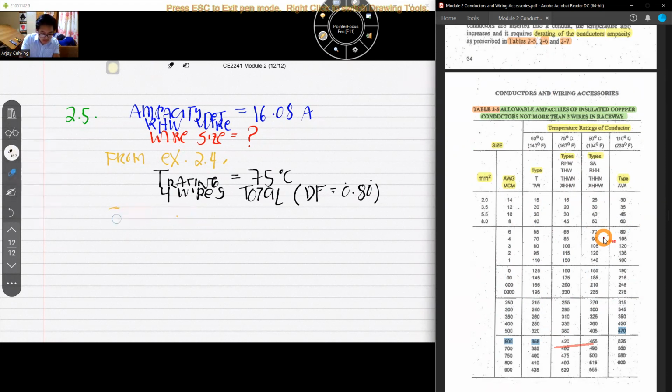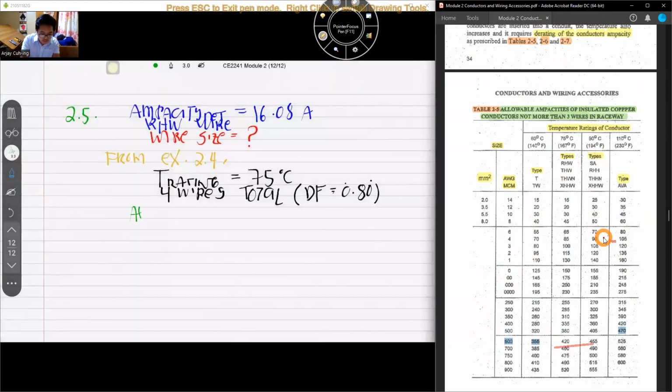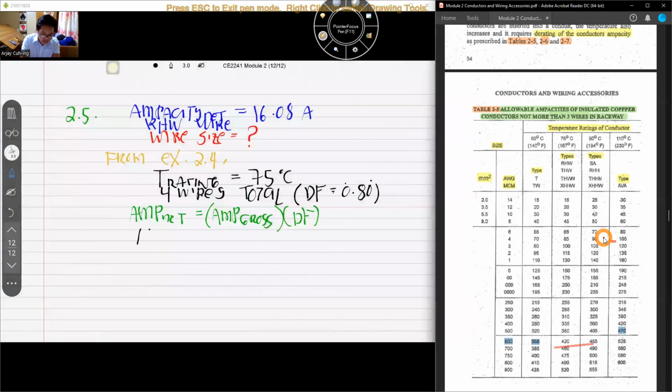Okay. Table 2.5. Solve muna natin class, no? Again, di ba ang formula natin class, di ba ang ampacity net is equal class to the ampacity gross times yung ating rating factor. Okay. So given naman class yung ampacity net natin, di ba class 16.08 amperes is equal to, so ito yung gusto nating makuha class, no?